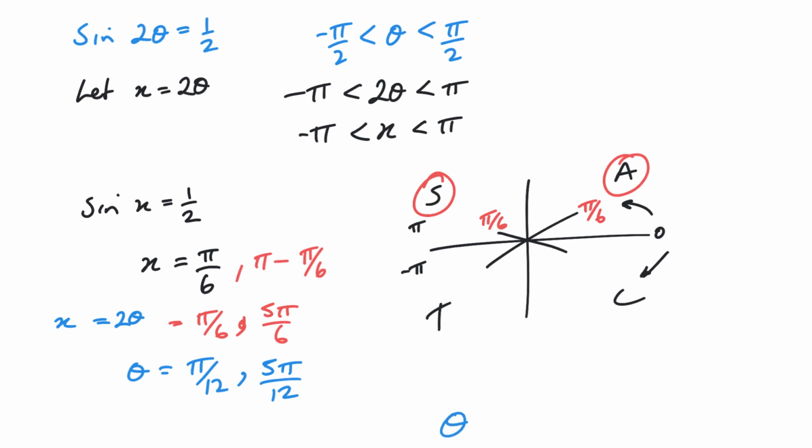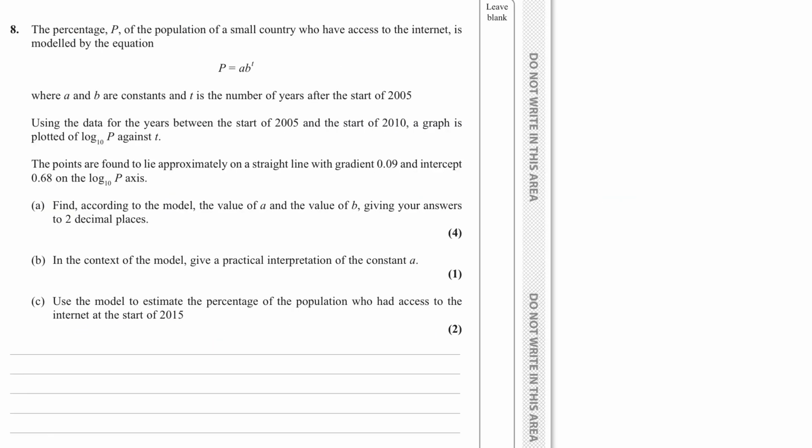So my final answers for theta are pi by 12 and 5 pi by 12 for the two positive ones, and then negative 3.22 and negative 1.25 for the two negative answers in this case, and 4 answers in total. So P equals ABT. I'll do this from scratch, but you don't have to.